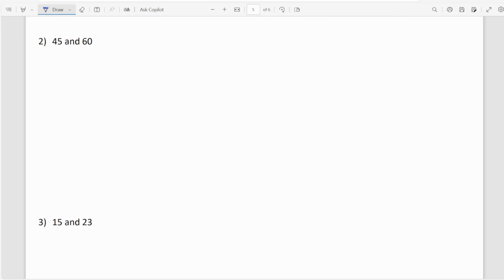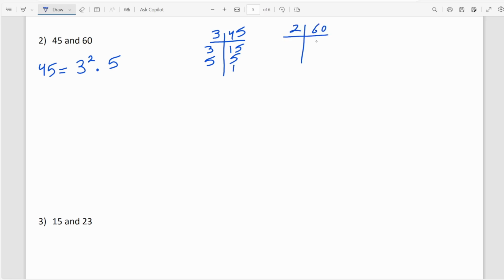All right, so let's take a look here. We've got 45 and 60. I will again prime factorize each of them. So for the 45, you can divide it by 3, we get 15. By 3 again, we get 5, and by 5, we get 1. So 45 is equal to 3 to the power of 2 times 5. As for the 60, dividing this by 2, we get 30. By 2 again, we get 15. And by 3, we get 5. And by 5, we get 1. So 60 is equal to 2 to the power of 2 times 3 times 5.